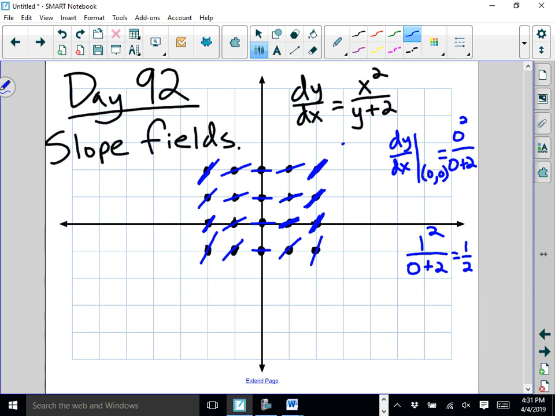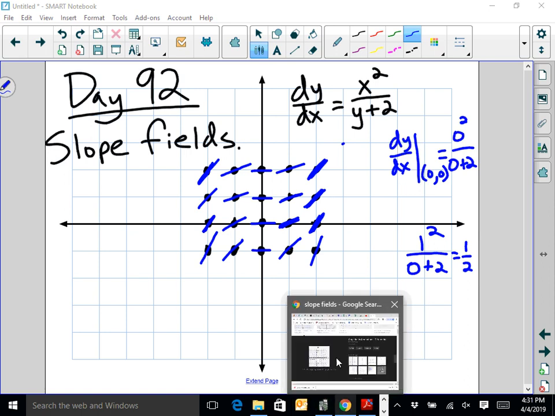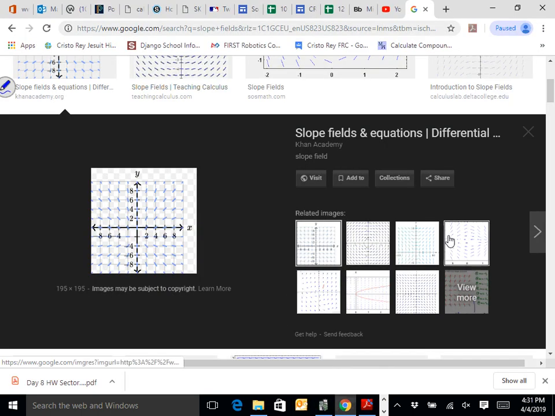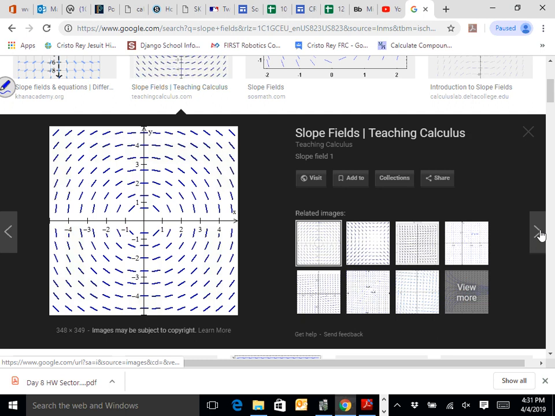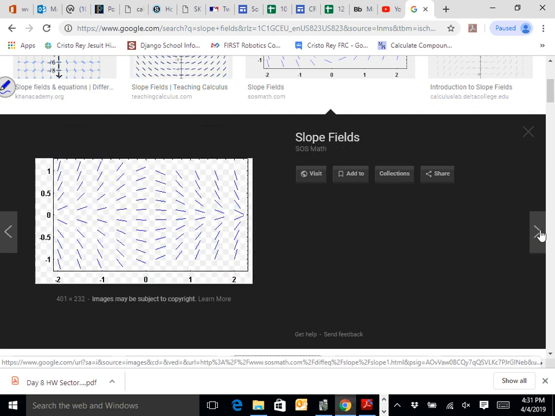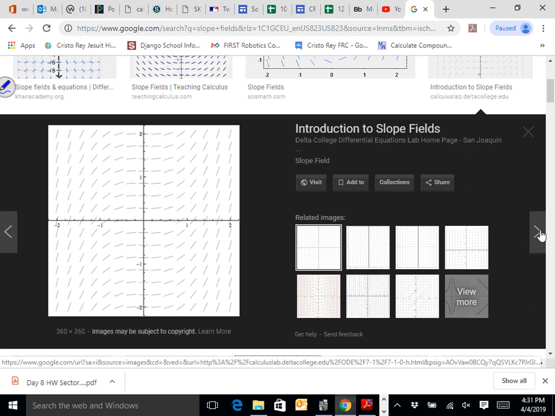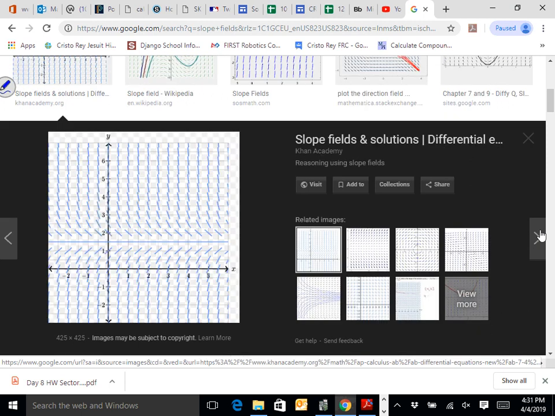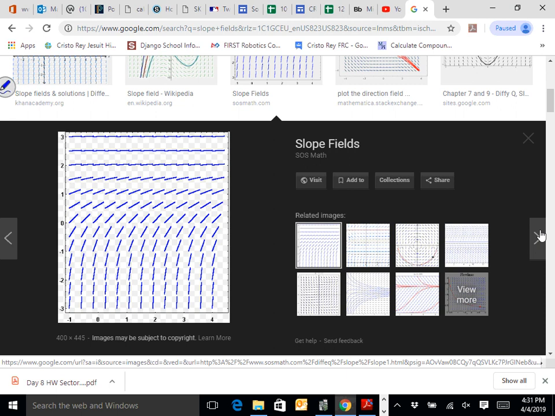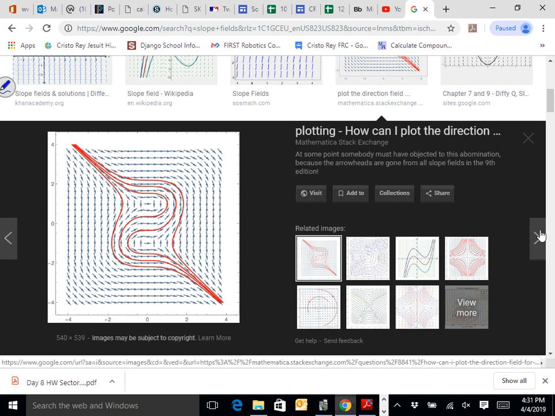So we can create these slope fields by hand by just analyzing the point x, y, and plugging it into our dy dx. To get an idea of what some slope fields look like, here are some slope fields. They can be really big, so they sometimes make cool patterns. Just do a Google image search for slope fields and you can see what these things look like. The ones that have lines have a solution curve sketched through them. So we'll work on that in our next video.